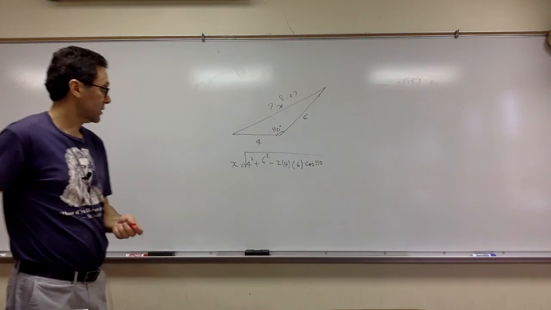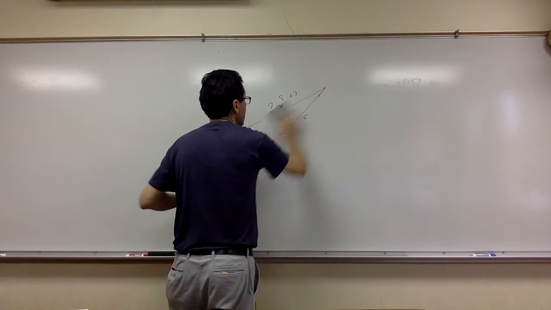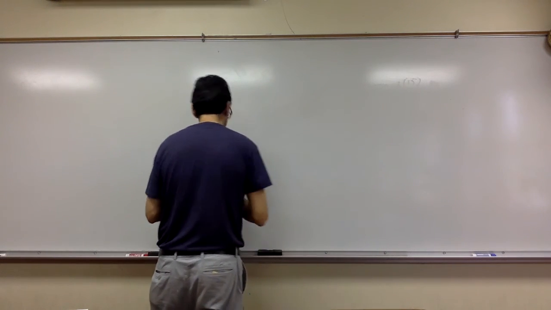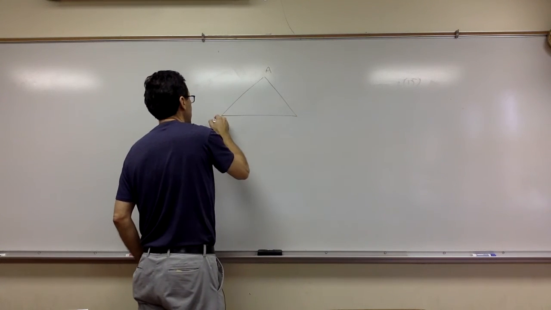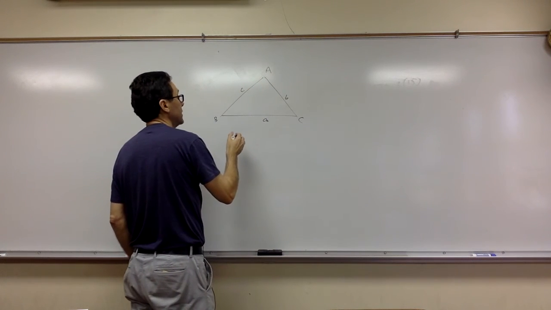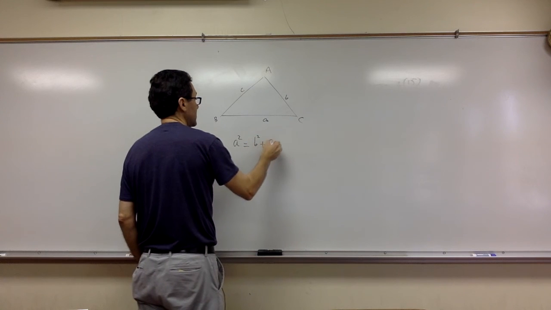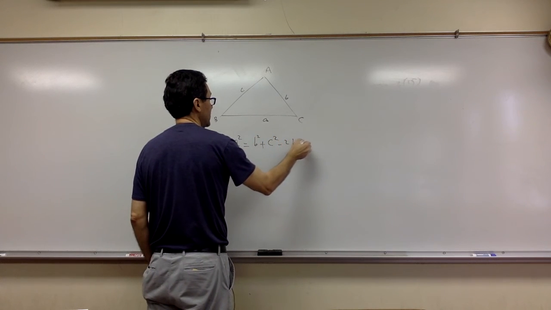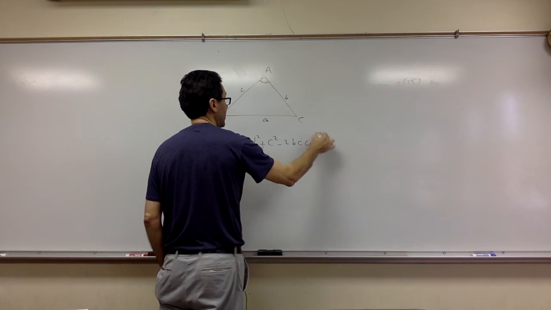We're going to be using this law of cosines a couple of times. So let me just write it as a big formula here. If I call this A, B, and C, I can say that A squared is B squared plus C squared minus 2BC cosine of this angle here. So let's call that angle A.